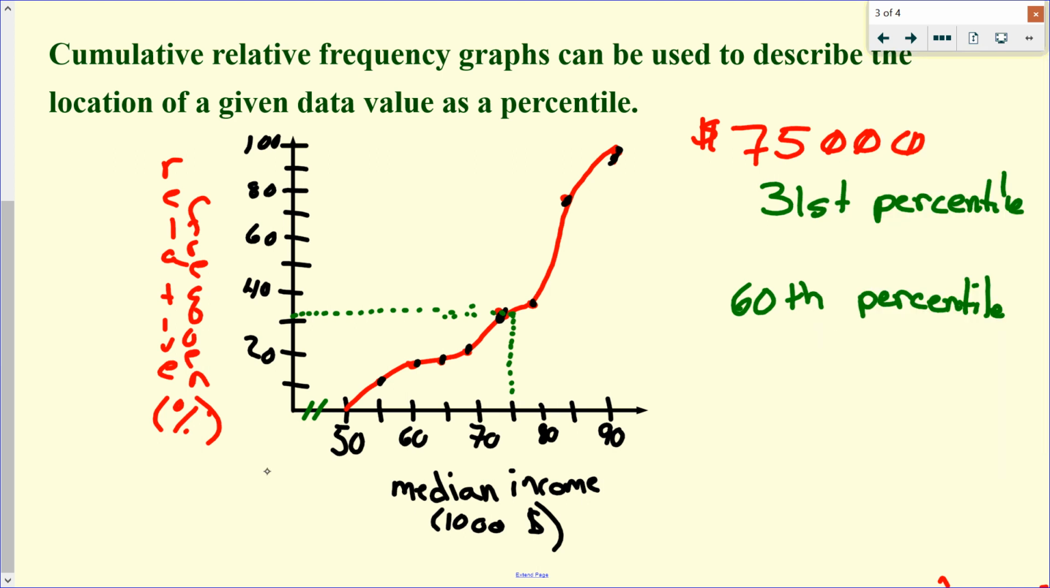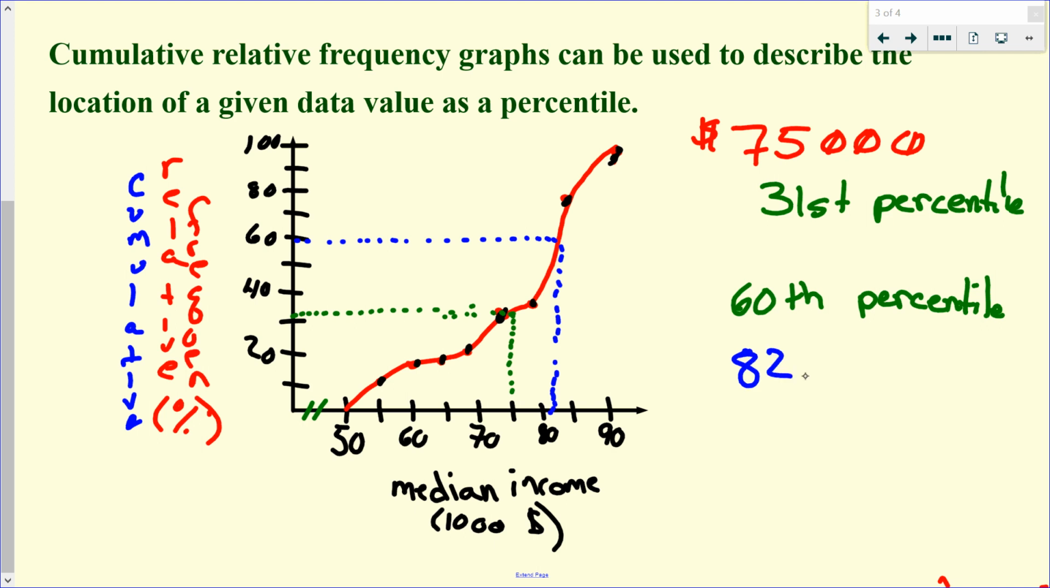Okay, so percentile is relative frequency, summative relative frequency. So we're able to look on, and this should be cumulative. Correct that real quick. So we go up to 60%, we go across to the graph, and then we go down just past 80, not quite to 85, looks about 81, 82. So for the 60th percentile, because remember our median income is measured in thousands of dollars, 82,000 would be at the 60th percentile. And that's how we read a cumulative frequency graph.